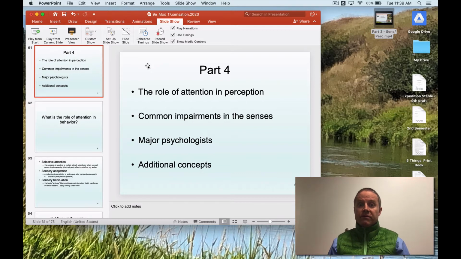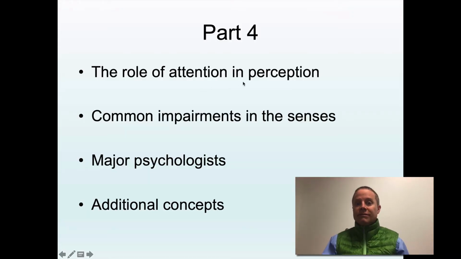This should be a great review for the AP test, or maybe just getting the notes for the first time. At any rate, this is part four of sensation and perception, and here's a list of what we're going to go through: the role of attention in perception, common impairments in the senses, major psychologists, and a few additional concepts that don't really fit into any category. All right, let's get started.